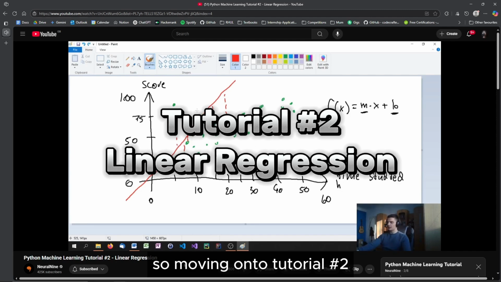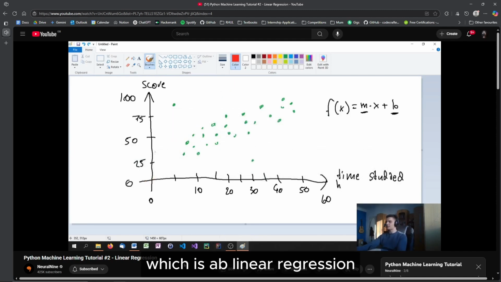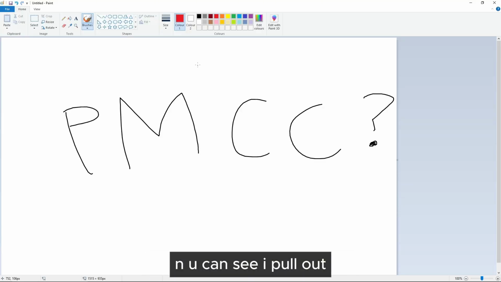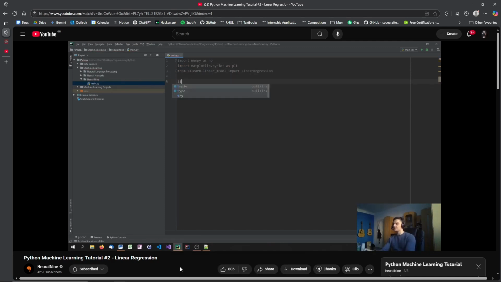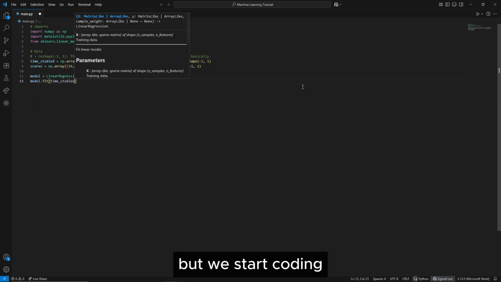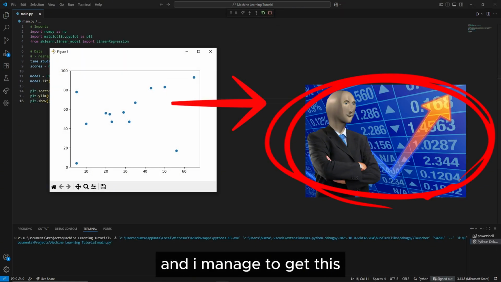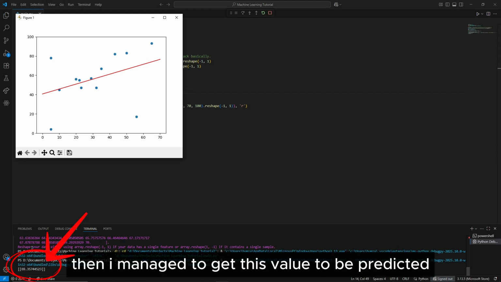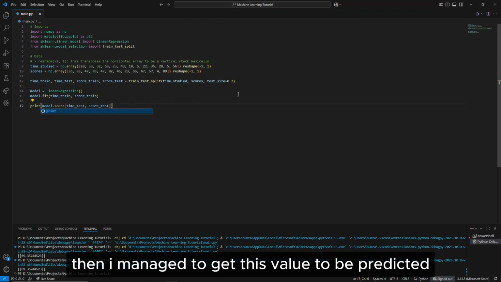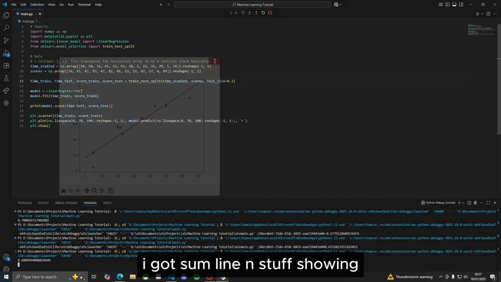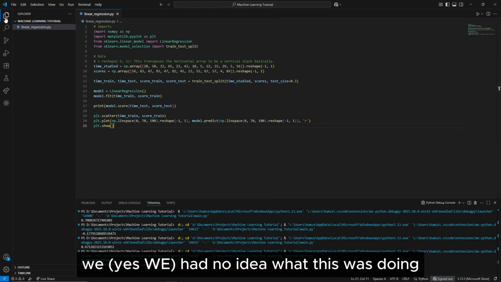So moving on to tutorial 2, which is about linear regression. So this is the y equals mx plus c stuff, and you see I pull out my A-level math stuff. Yeah, it had nothing to do with PMCC, but we start coding and I managed to get this graph to show up, and then I managed to get this value to be predicted, and I got some lines and stuff showing. I don't actually know what this was doing.